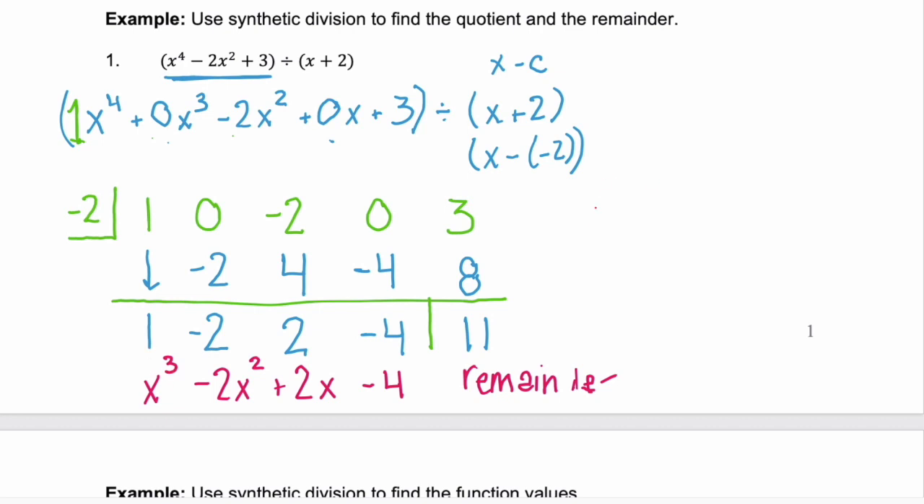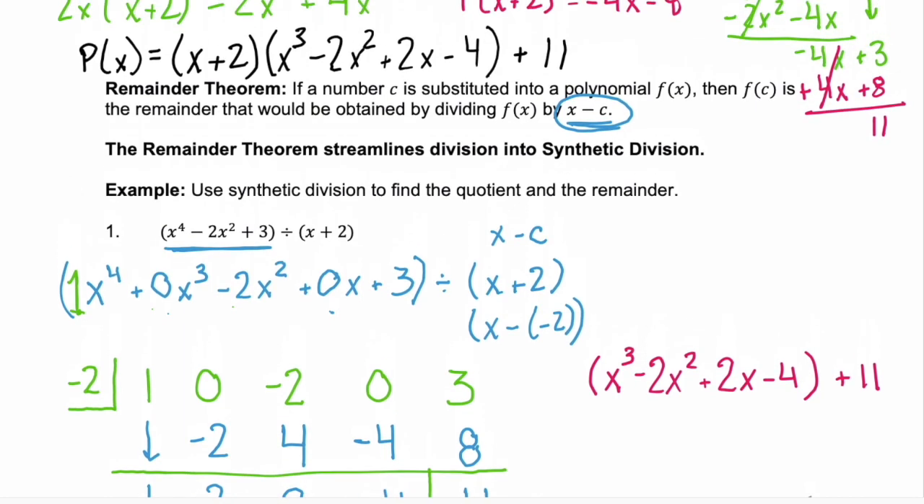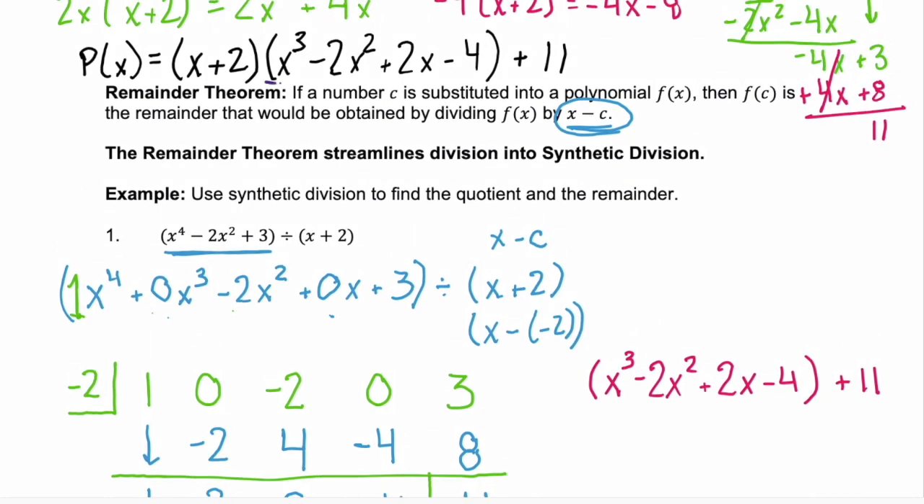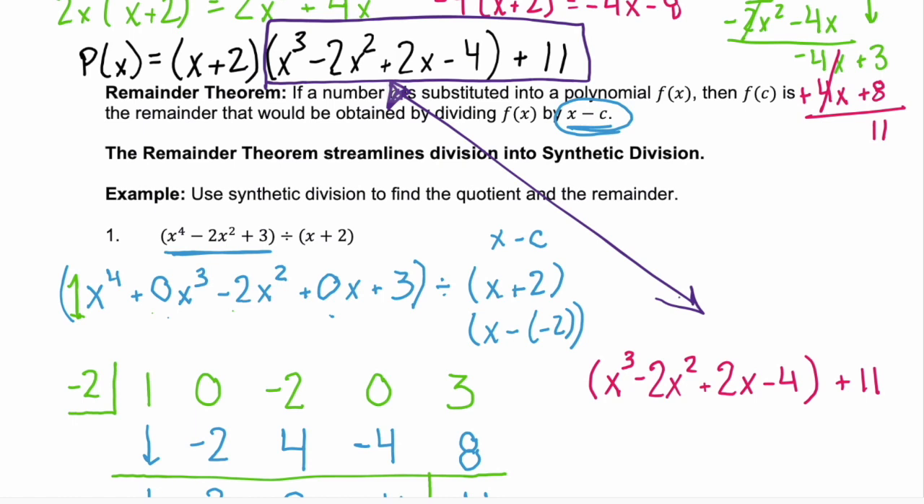Now I'm going to rewrite it up here again, just so that we can compare it. So we have x cubed minus 2x squared plus 2x minus 4, and that's plus 11. Remember, this is our quotient and our remainder. Now I'm going to scroll back to what we just did, which was the exact same division, and notice we had x cubed minus 2x squared plus 2x minus 4 plus 11. These two things are identical. Synthetic division gives you the exact same result as that long division we did earlier. So master synthetic division. It will save you so much time. And to help you master it, we're going to do a couple more examples.